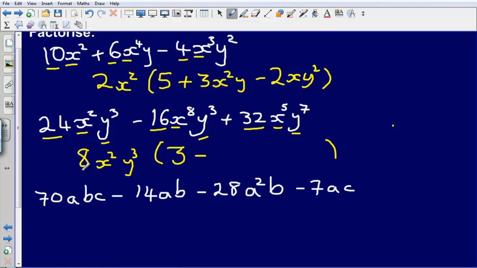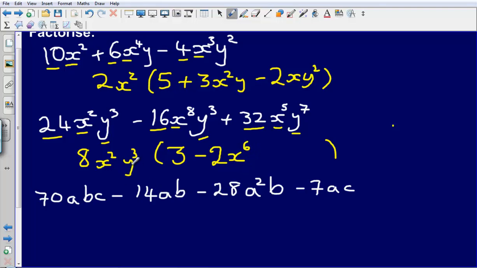Well, let's start with the numbers. What do I need to multiply 8 by to reach minus 16? That will be minus 2. Then what do I need to multiply x squared by to reach x to the power of 8? Well, here I need to multiply it by x to the power of 6.